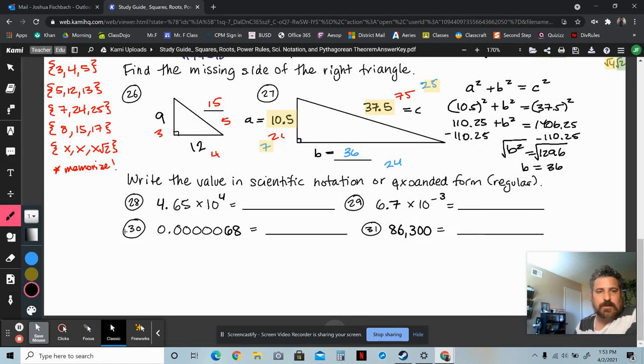All right, so in this situation here, what you're going to do is recognize that in scientific notation, if your power of 10 is positive, that means you're going to move the decimal place to the right.